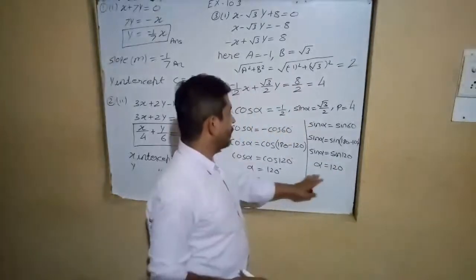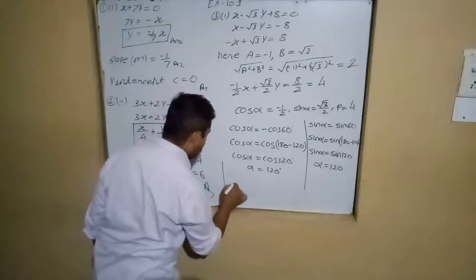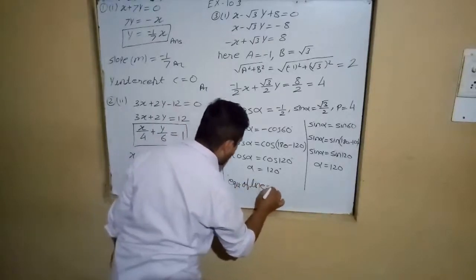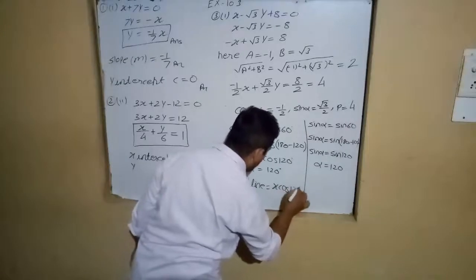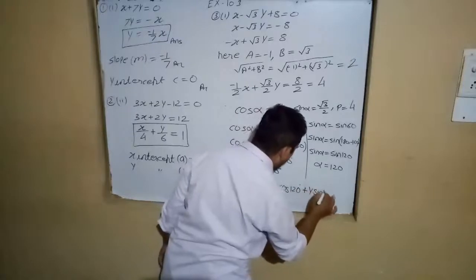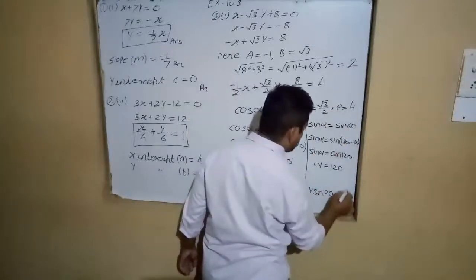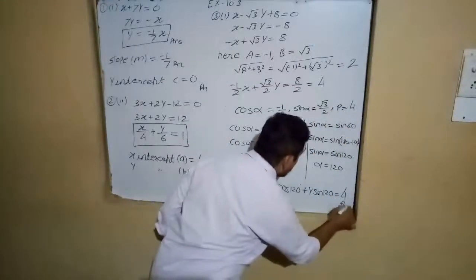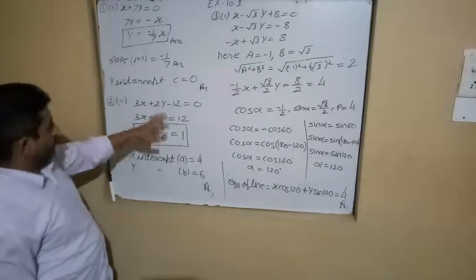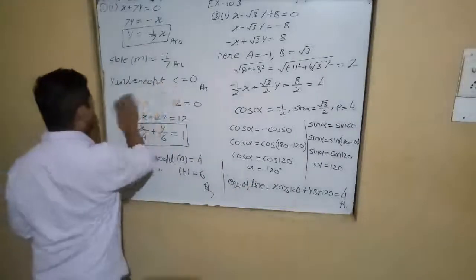So we now have alpha and p. So we write here, therefore the equation of the line is x cos alpha plus y sin alpha is equal to p, and p is equal to 4. Answer. So these are the three types of general equation we have to reduce into different forms. Clear? Okay.